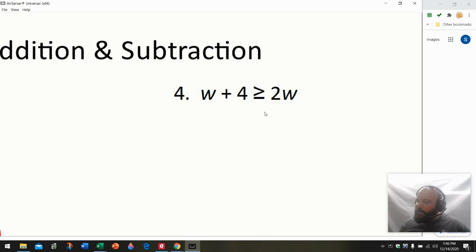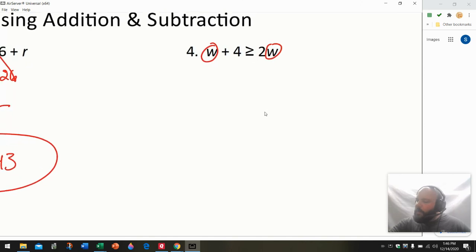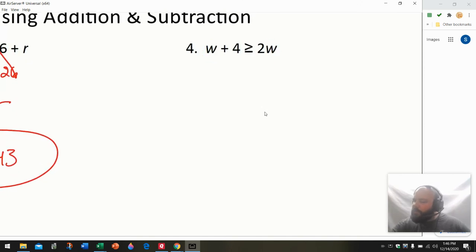The next one is a little trickier, and the reason is, if you notice, there are variables on both sides of the inequality. These are a little bit harder just because there are more steps, but they're not terrible. I'm going to draw my line where the inequality sign is. I'm then going to get all the variables to one side. My suggestion is to move the smaller quantity. So in this case, I'm going to subtract w from both sides.